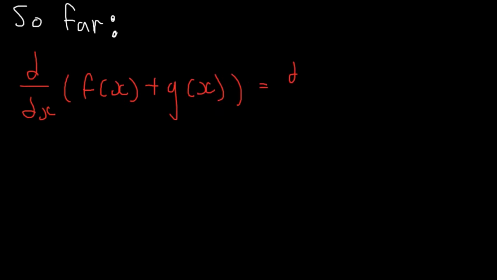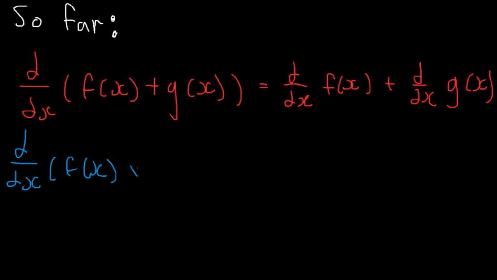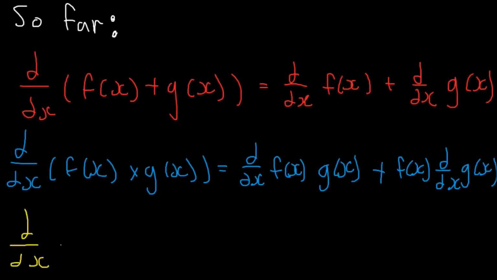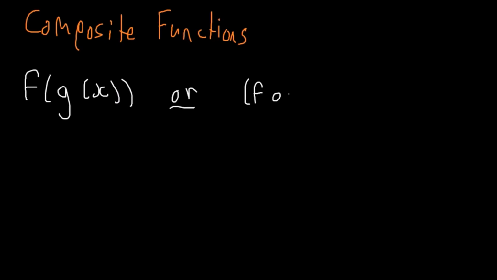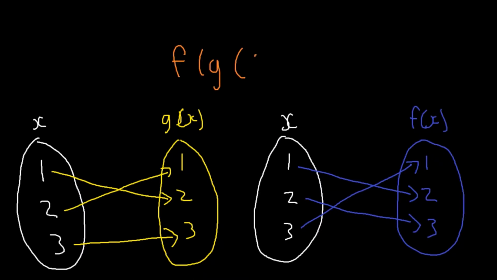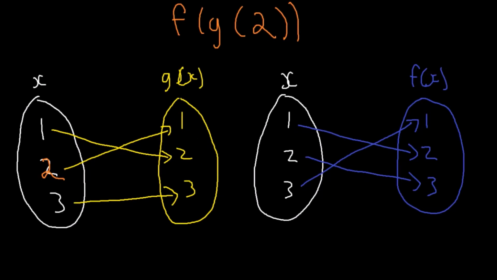So far, we can do addition of functions, the product of functions, and work with polynomials. But what about composite functions? Well, a composite function is a function of a function that we would say f of g of x, where we would take x and see where g of x maps that to, and then see where the output g of x is mapped to using the function f of x.